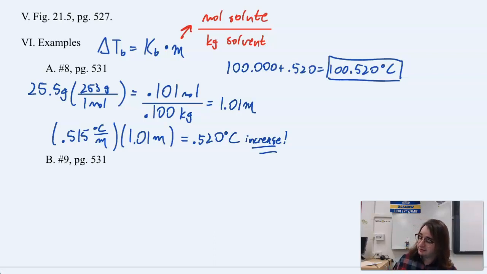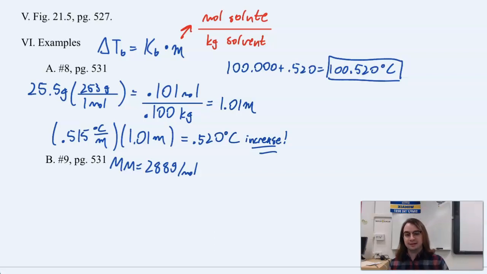Why don't you try the next one on your own? It says compute the boiling point again of 100 grams of 1,5-naphthalene disulfonic acid in 100 grams of H2O. So why don't you give it a try? Just to make things easier on you, the molar mass of that beautiful formula is 288 grams per mole. But try and follow the same rhythm. Find the molality first, multiply the molality by the Kb, find the delta T, add it to the original boiling point of water, come on back when you're done.